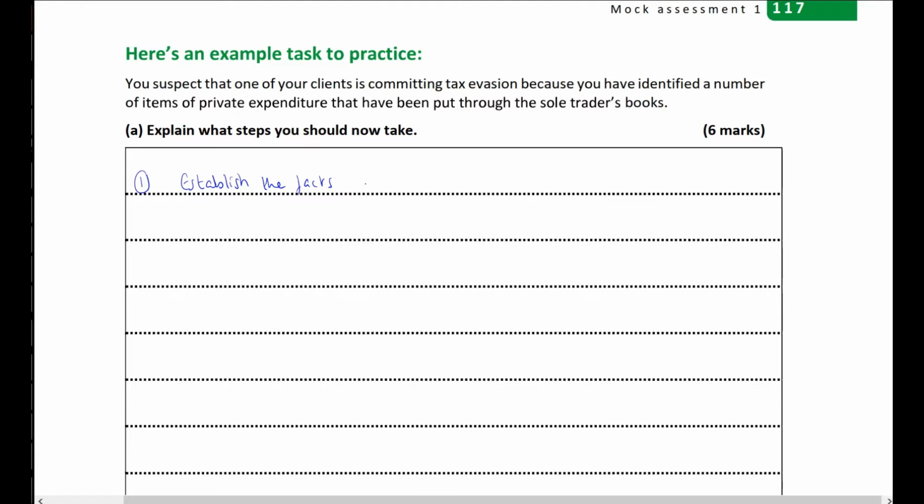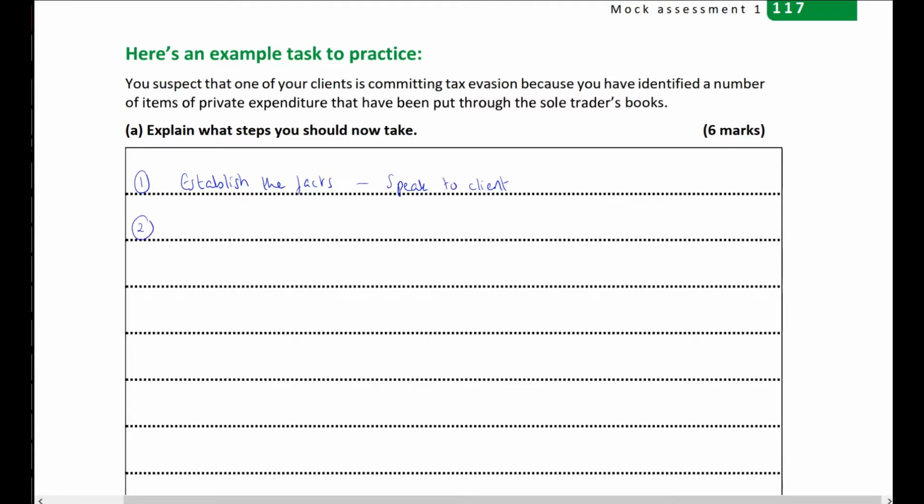So speak to the client, find out why the private expenditure is there, find out whether they appreciated that it shouldn't be there. Was this a genuine mistake? So speak to the client and get the full facts. That's why we're speaking to the client at all, to establish the facts, asking the client why they think this expenditure should be allowed and why they have included it as a business expense.